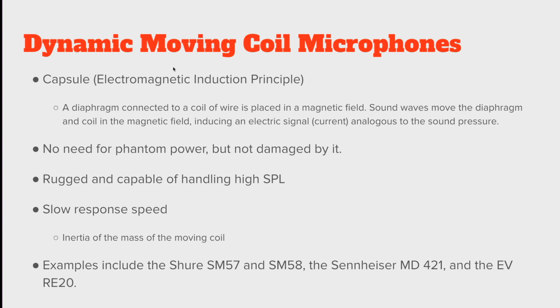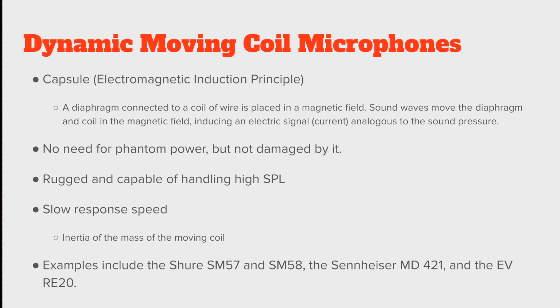So some examples of dynamic microphones, some common ones that we run into in the field would be the Shure SM57 and the SM58, the Sennheiser MD421, and the EV RE20. The RE20 is a microphone you see all the time, whether you've recognized it or not. It's probably the most common microphone used by broadcasters and podcasters. So you see it on a lot of podcast videos. It's the microphone that people prefer to use for that.